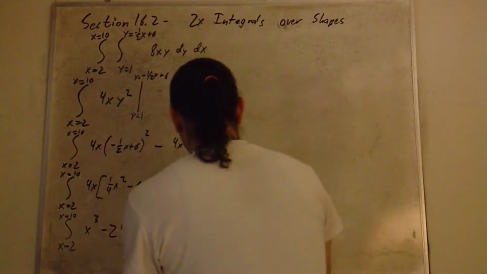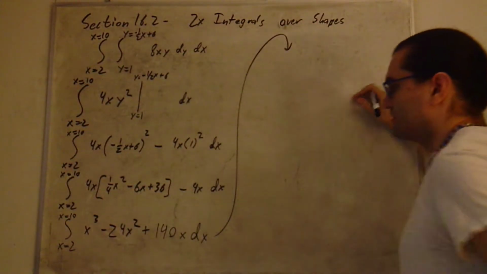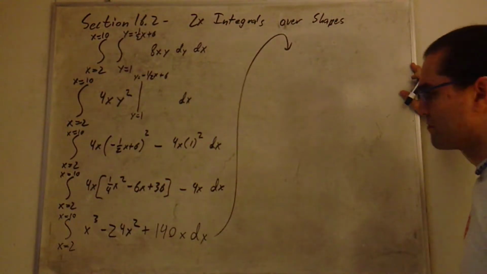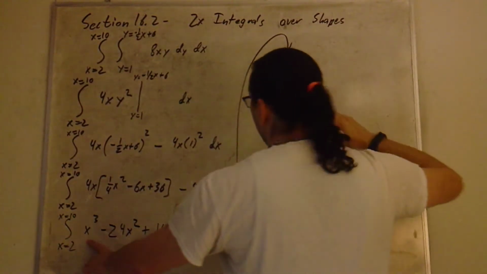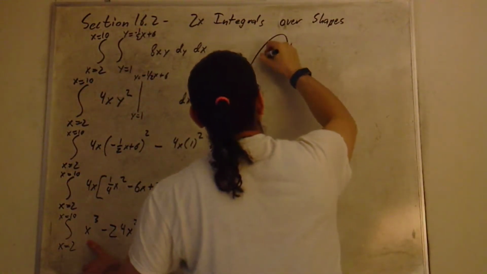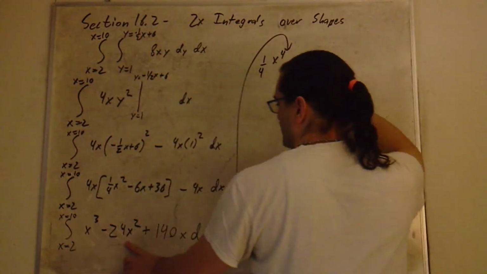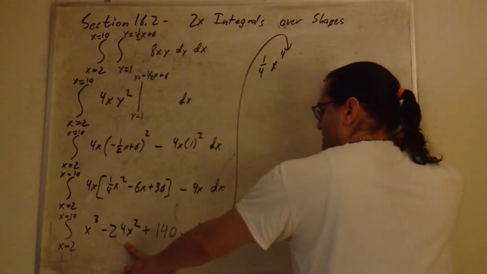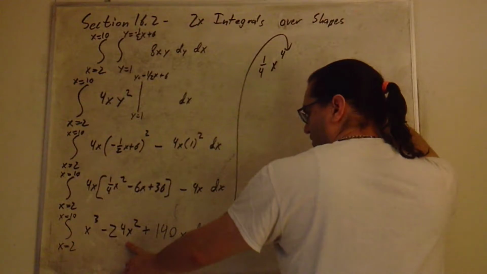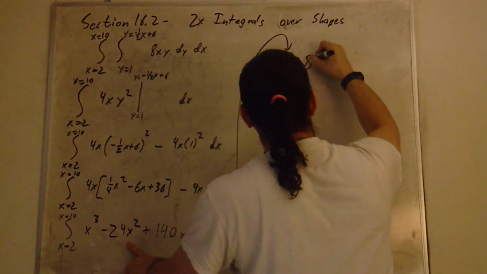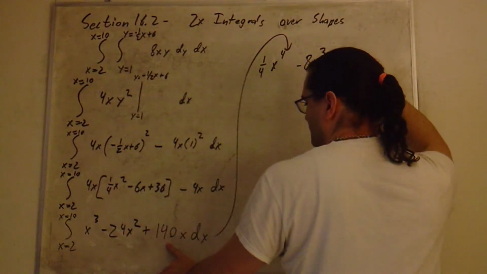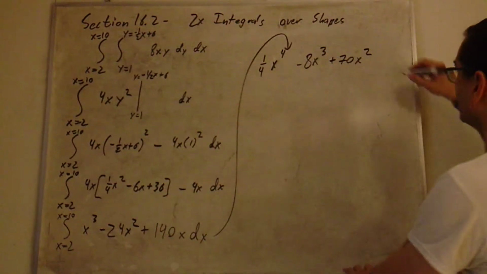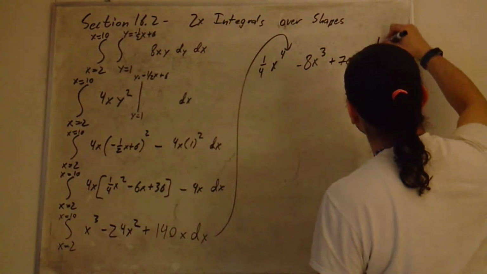So I'm going to bring it up over here to evaluate the second integral, which I think is going to get a little bit out of hand. We'll do our best. Here we go. X cubed is going to turn into 1/4 x to the 4th. This is going to turn into x cubed, negative 8x cubed. This is going to turn into 70x squared, and that's it. We're going to evaluate this from 2 to 10.